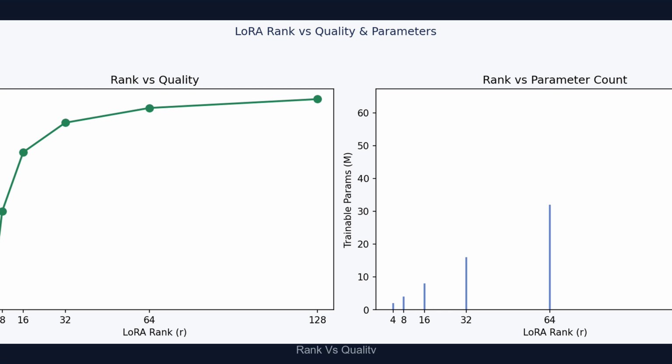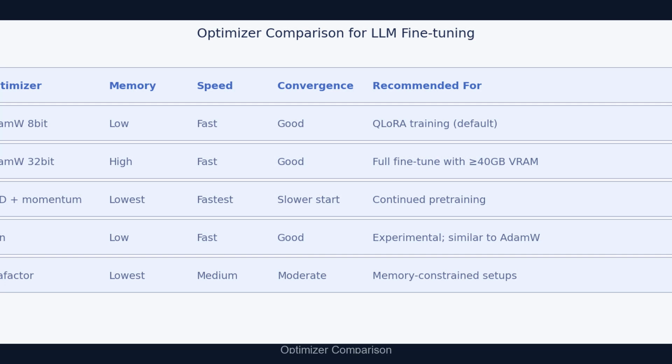As you proceed, consider experimenting with different ranks based on these insights to achieve your desired outcomes in fine-tuning. This image provides a comparison of different optimizers for fine-tuning large language models. Each optimizer has unique characteristics that can significantly impact your training process.